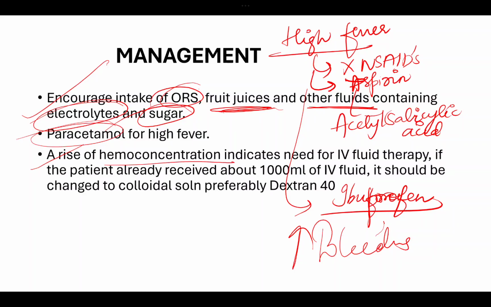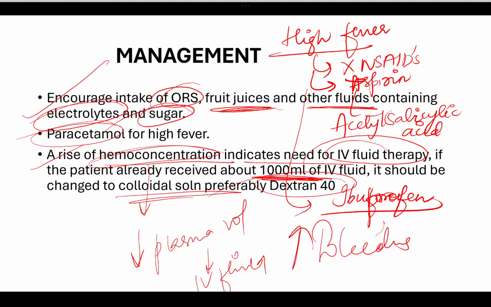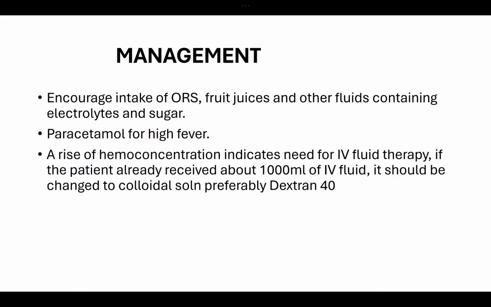A rise in the hemoconcentration indicates that IV fluid therapy is needed. Hemoconcentration shows that there is a decrease in the plasma volume, so IV fluid has to be administered. If the patient has already received about 1000 ml of IV fluid, it should now be changed to a colloidal solution, preferably dextran 40. Once enough IV fluids are given, we switch to colloids like dextran.